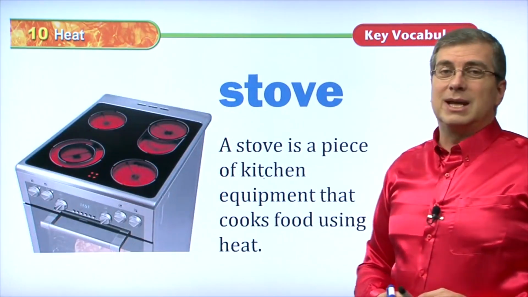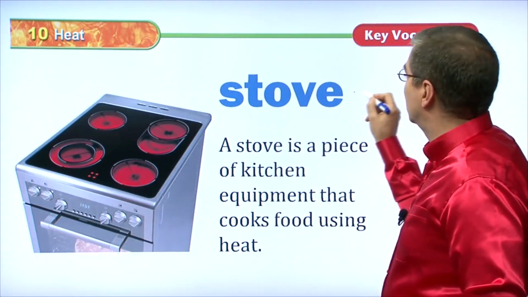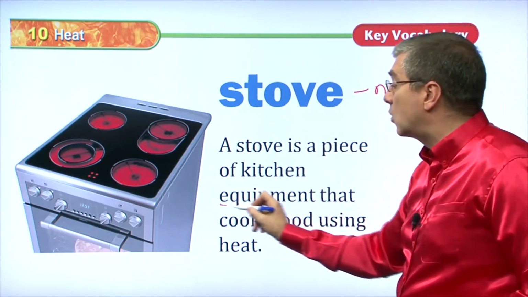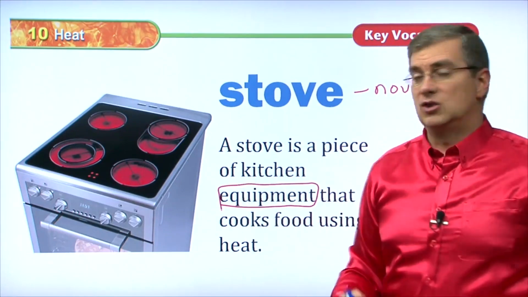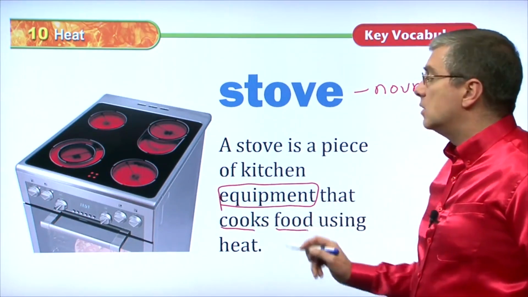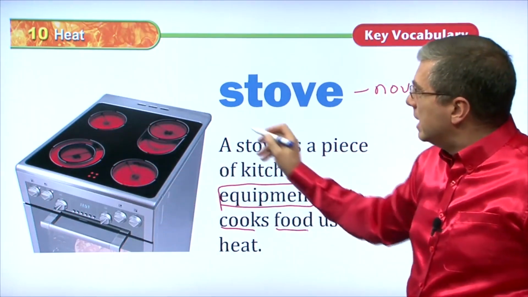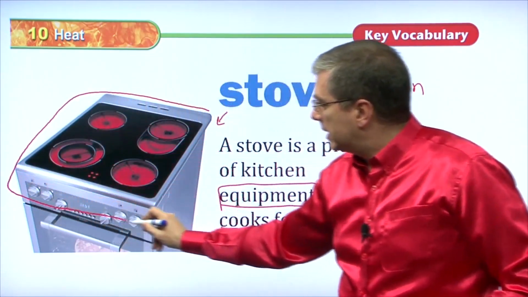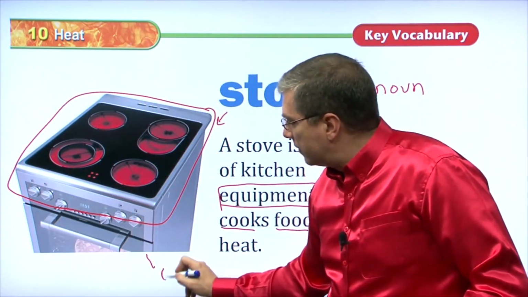Okay, another place that we get heat is a stove. Be careful of the stove, okay? Stove, of course, is a noun. It's an object. A stove is a piece of kitchen equipment. It's a tool that you use. What do you use it for? You use it to cook food using heat. You can see the top of the stove here. By the way, that's an interesting point. The stove is only this part here. This is the stove, stove top. The bottom part is an oven.